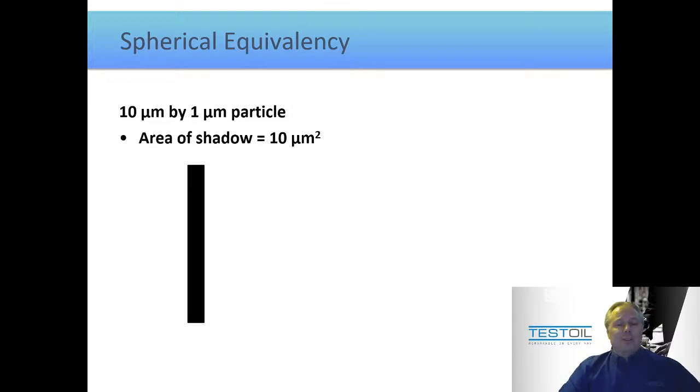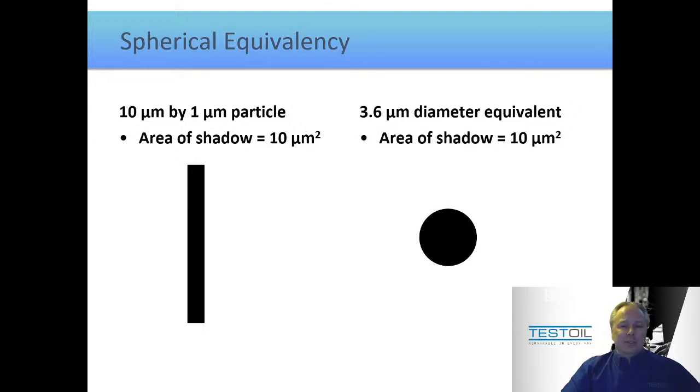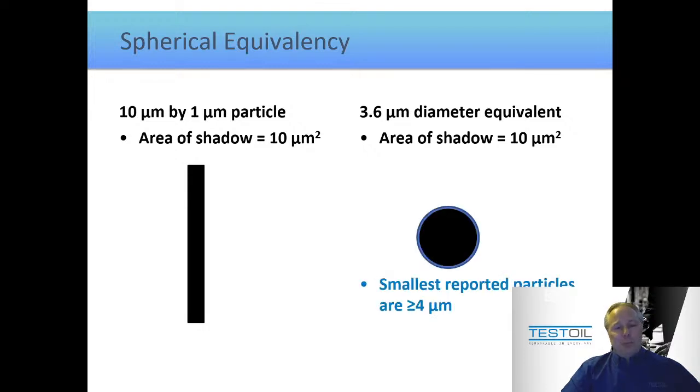The harder math, though, is when it does this thing called spherical equivalency. It assumes the particle is a sphere, and a sphere would cast a circular shadow. So what it has to calculate then is the diameter of that circle that would have the same area. To save yourself too much time on that math, it works out to 3.6 microns. And the interesting thing about that particle is a 10 by 1 micron particle would be actually quite concerning to most people monitoring their systems, but the instrument doesn't report any particles deemed smaller than 4 microns.